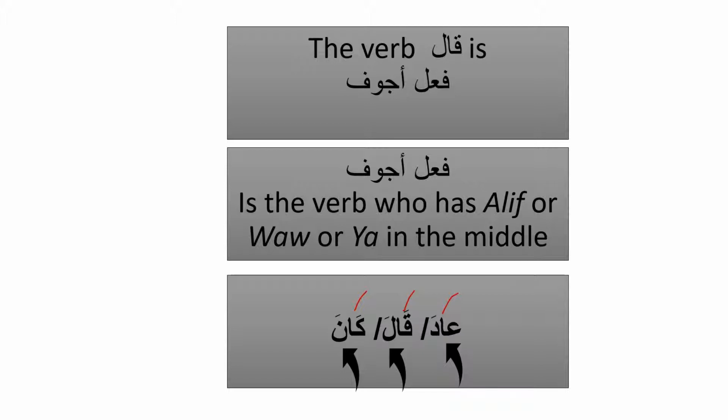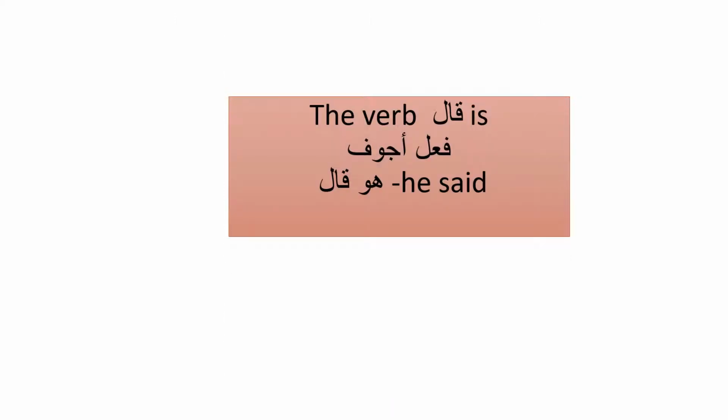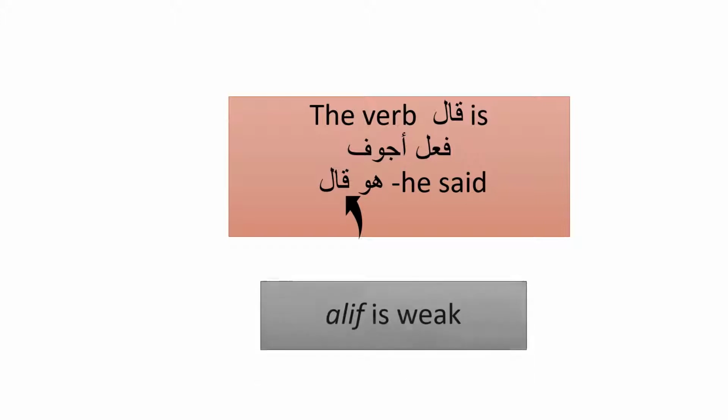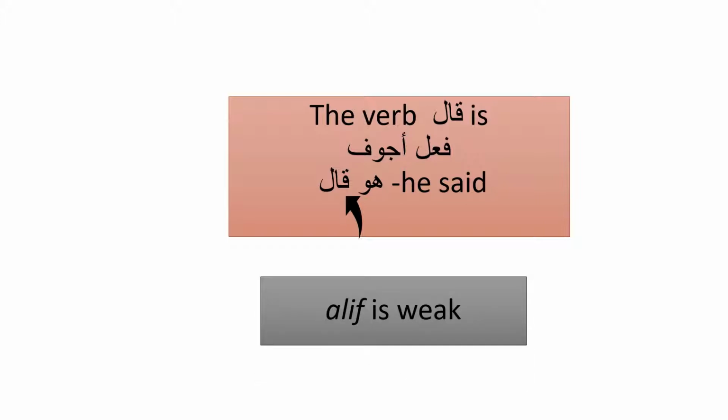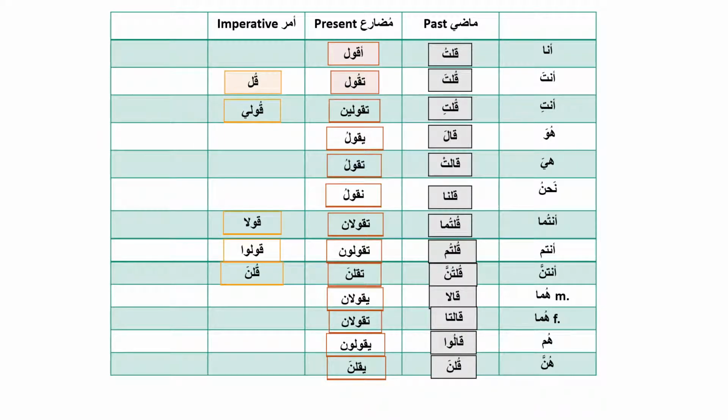Let's see how we conjugate this verb. I will do the verb قال. Remember, ألف all the time is weak if it's in the middle of the verb. I was thinking to do this verb in past, present, imperative. Then I thought maybe I should start doing it step by step. So I will do it step by step, then I will go back to this slide later on.